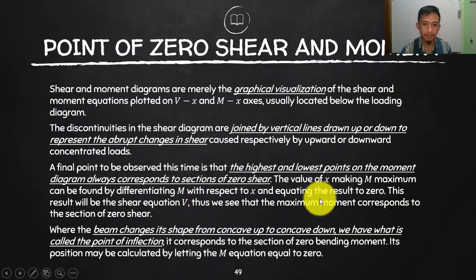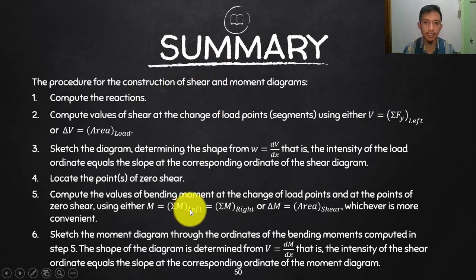Okay, so let's try to have examples, but first, let's have a summary of the steps that we are going to do. First of all, we will solve the reactions, of course, and then compute the values of shear at the change of load points, that is points A, B, C, D on our figure. We will calculate the shear first, and then the moments, and of course calculate the change in shear. How to calculate the shear? Of course, summation of vertical forces, and then calculating the change in shear from the first point moving to the next point.